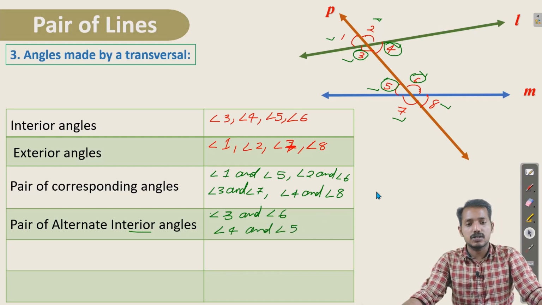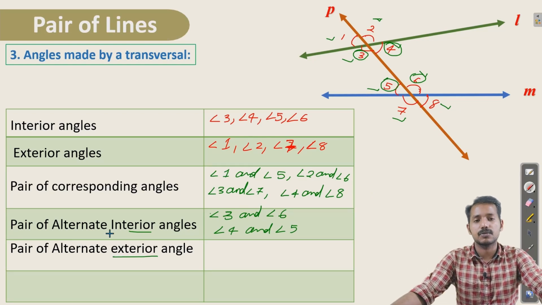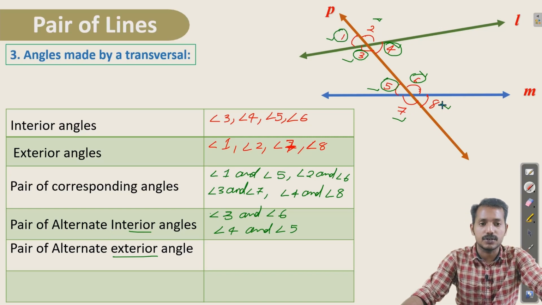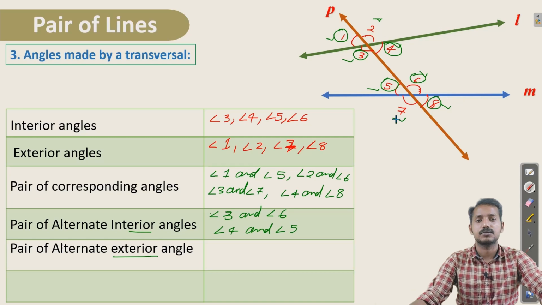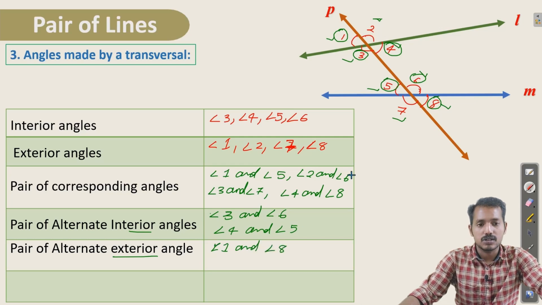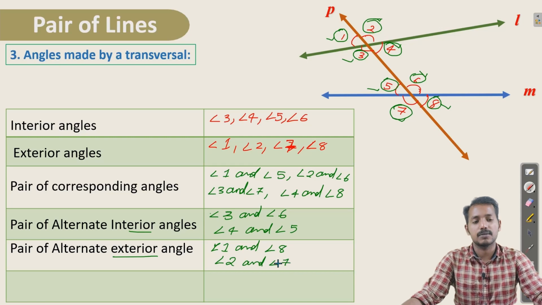Next type of angle is pairs of alternate exterior angles. Same way as we have taken interior angles. Angle 1 and another angle is here, so we have to take the alternate one: angle 1 and angle 8. Similarly, angle 2 and angle 7. They are alternate exterior angles.